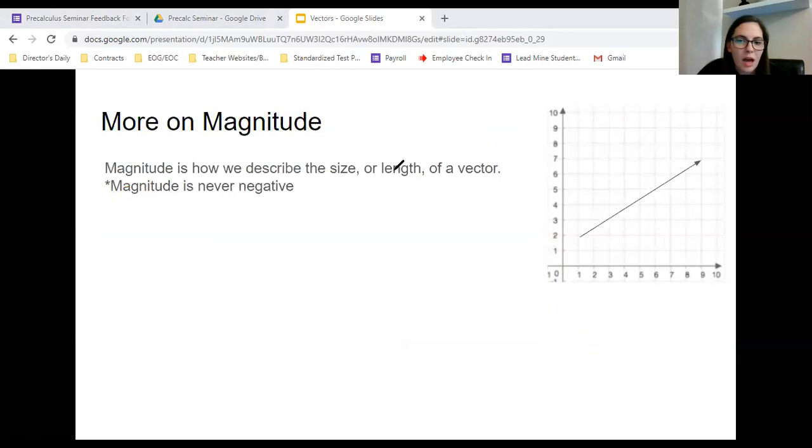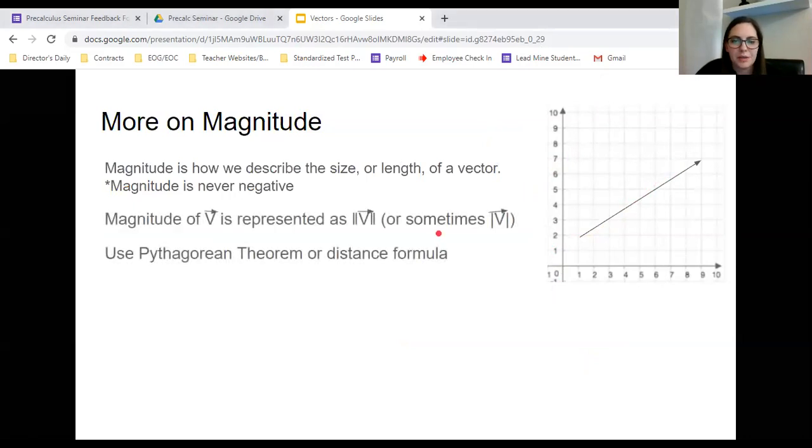So now we're going to talk a little bit more about magnitude. I mentioned earlier magnitude was the size or the length of the vector. So I've got this vector here, and I need to find the magnitude. Something to note, magnitude is never going to be negative. It's kind of like absolute value. If we're going 5 miles an hour, we're not going 5 miles an hour negative. We can go 5 miles an hour south, which could be negative, but the unit itself is never negative.